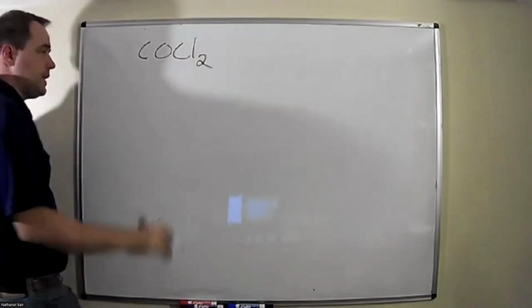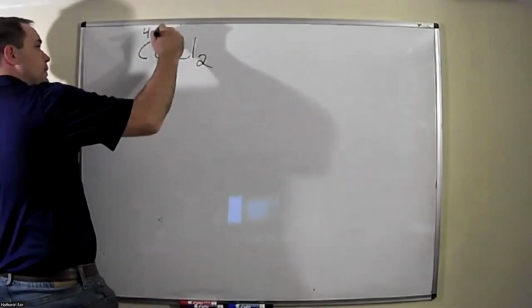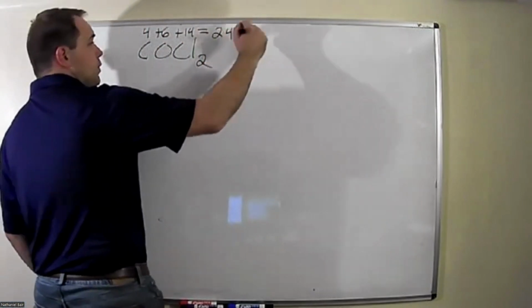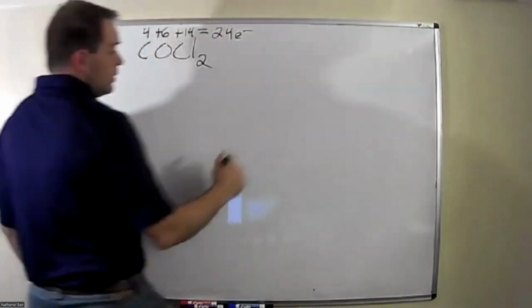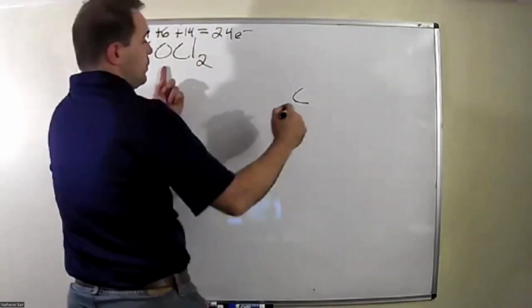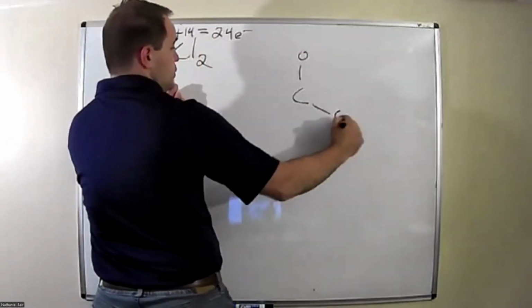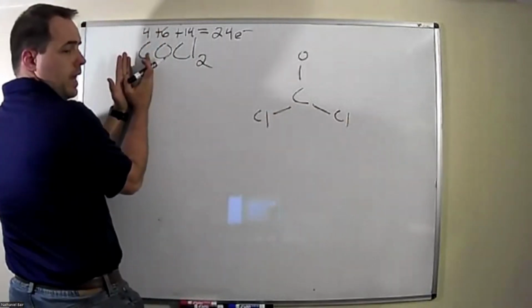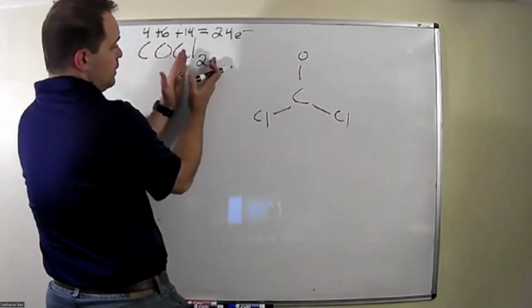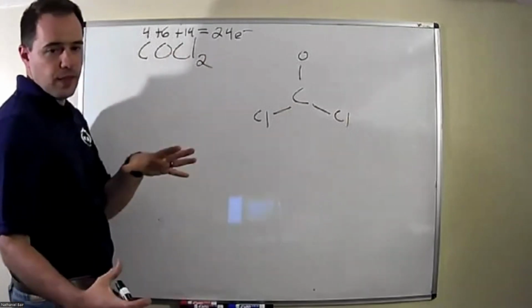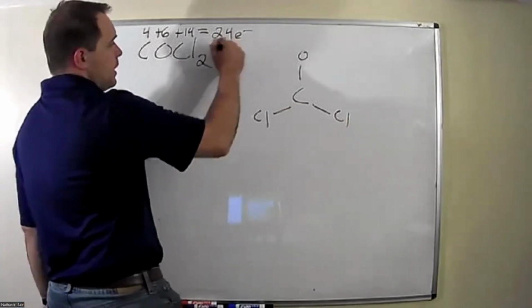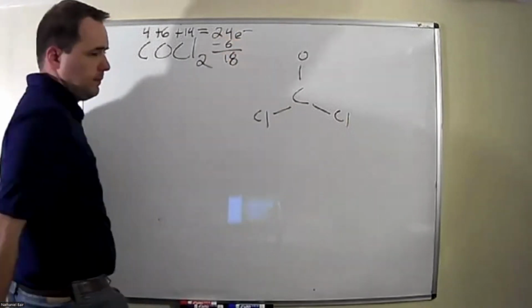COCl2. Let's add up the electrons. 4 for carbon, 6 for oxygen, 14 for the chlorine. That's 24 total electrons. Carbon in the middle. We're going to put an oxygen off of it and 2 chlorines. How did I know that? Carbon came first, central atom. It's got an oxygen and then 2 chlorines coming off of it, just like that. Okay? I've used up 6 electrons. I got 18 electrons left.